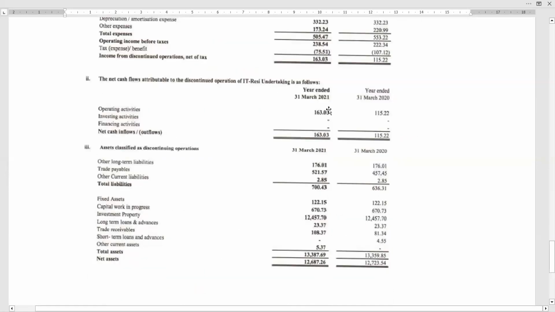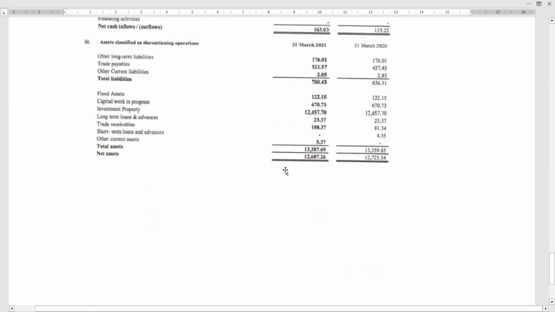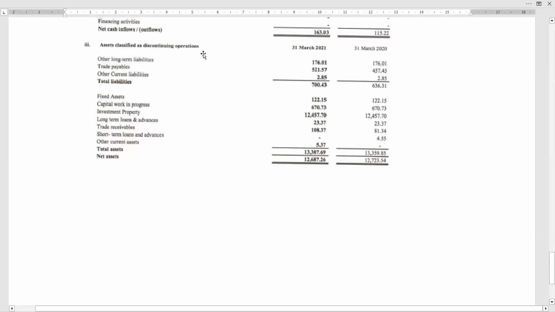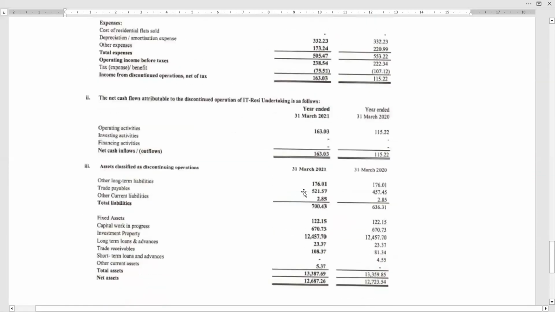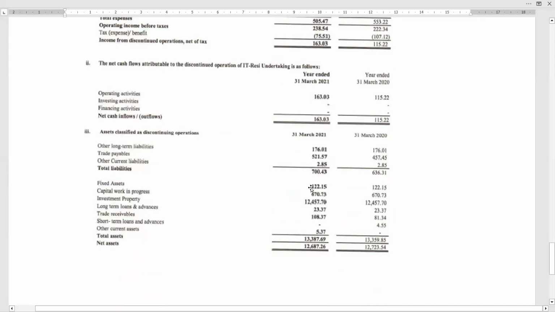Coming to assets, cash flow of discontinuing operations is also shown here. And next, coming to assets classified as discontinuing operations. These are the assets we are selling, and these are the liabilities we are selling. So this net assets is so and so amount. 12,687 lakhs is being sold in this particular transaction, that means 126 crore of assets are being sold. This is how it has to be disclosed. This should not be disclosed on the face of the balance sheet.